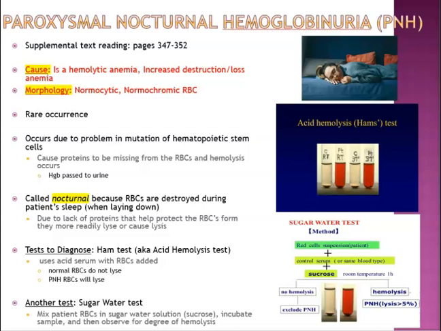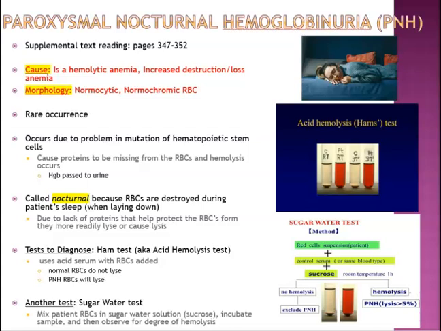Again, this is a rare anemia. It occurs due to a problem in the maturation of the hemopoietic stem cell. It causes proteins to be missing from the red blood cells and hemolysis to occur. And the hemoglobin, when it comes out of the red blood cell as a result of hemolysis, passes in the urine. It's called nocturnal because the red blood cells are destroyed while the patient sleeps or is lying down.